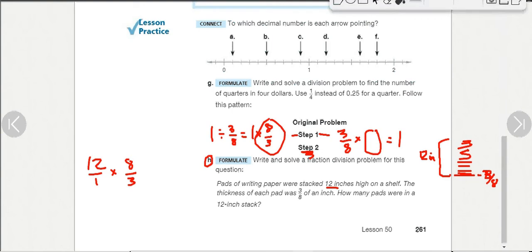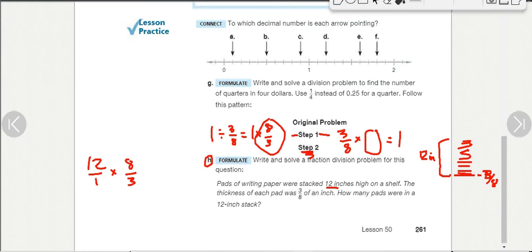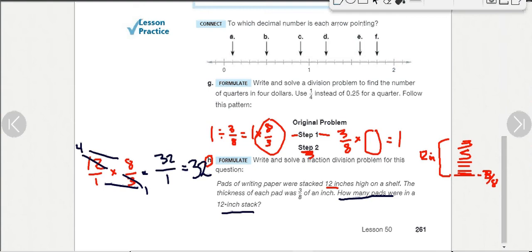Last trick I want to show you today. You don't have to do this. You can reduce in the final step, but I like to save work ahead of time. We call this canceling. 12 divided by 3, 3 divided by 3. Now I do 4 times 8 is 32. 1 times 1 is, of course, 1. Going across here, 32 is our answer. Does that sound like a reasonable answer? 32 pads in a 12-inch stack.